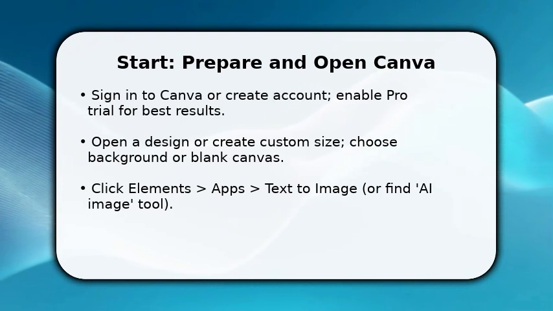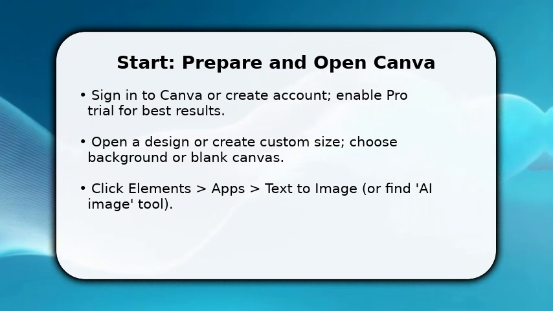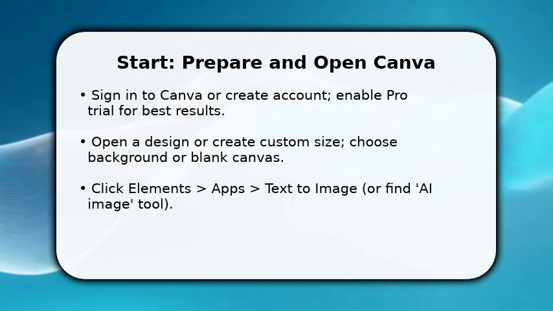You will start by preparing only what you need and opening Canva. Sign in, choose a template or a custom canvas size, and make sure you have access to the text-to-image or AI image tool. If not, enable the Apps panel. Once done, position any reference layer or background you need, because the generator will composite into that space.